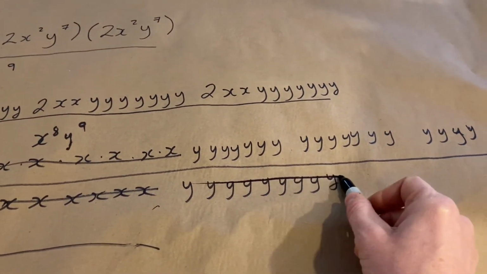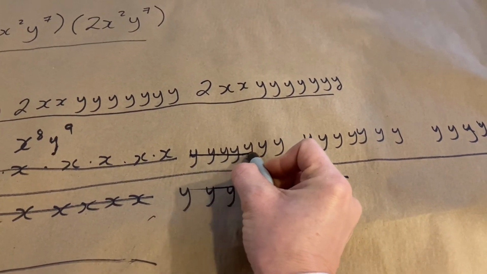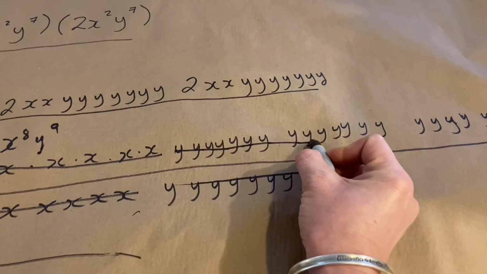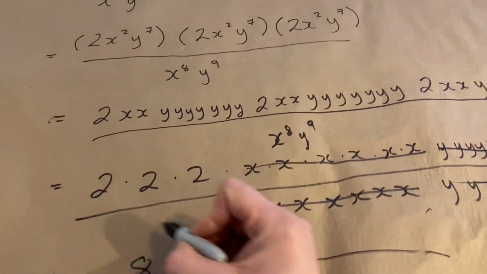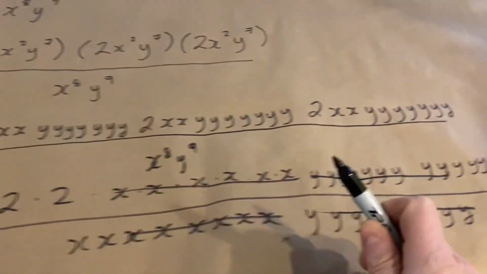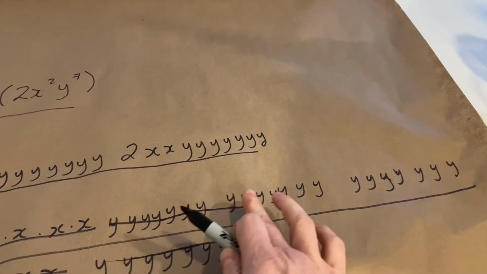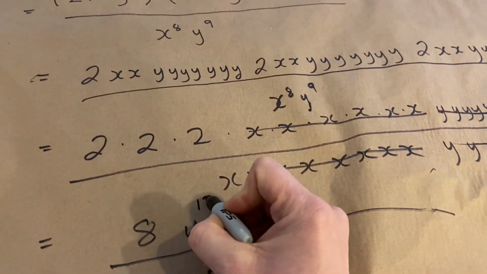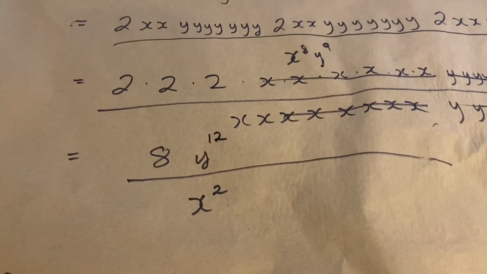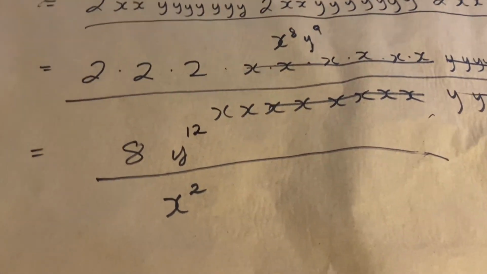These will all cancel out. And 9 of these will cancel out. 1, 2, 3, 4, 5, 6, 7, 8, 9 will cancel out here. So I'll only have y's on the top. And if you were to count those y's, you had 21. 7, 7, 7, 21. You canceled out 9 of them. So if you have 21 and you cancel out 9, I think that's going to be 12. So your final answer is 8 y to the exponent 12 over x to the exponent 2.